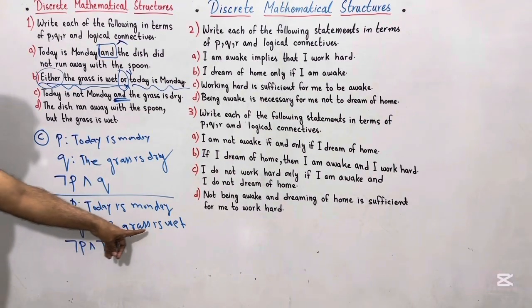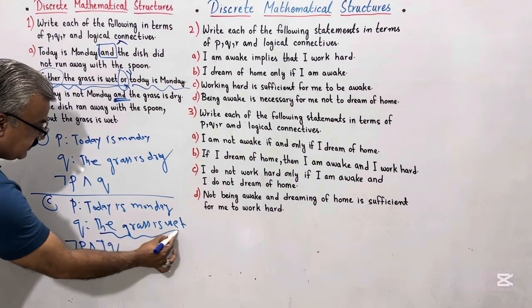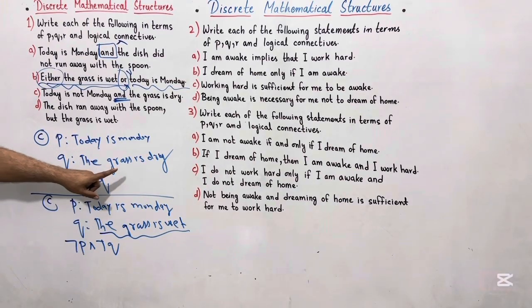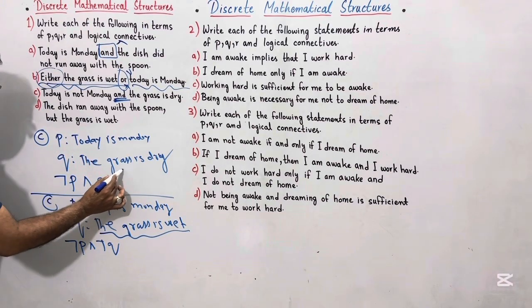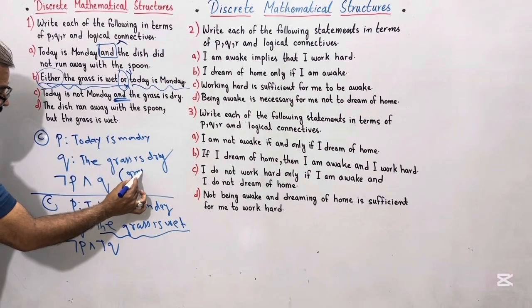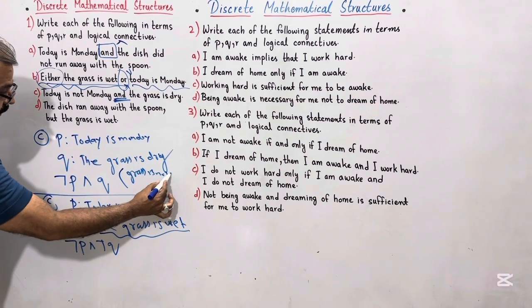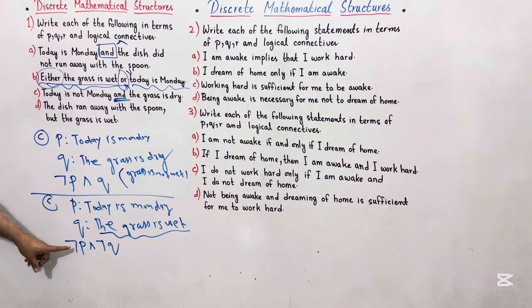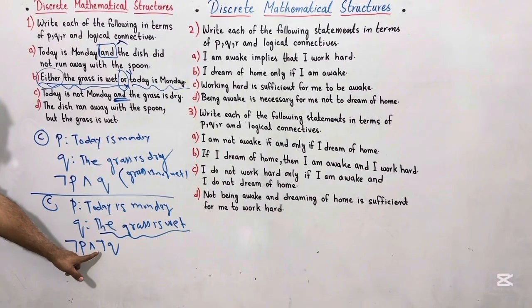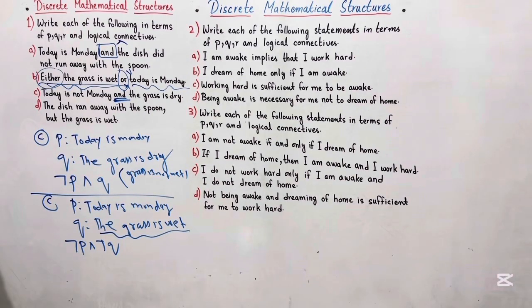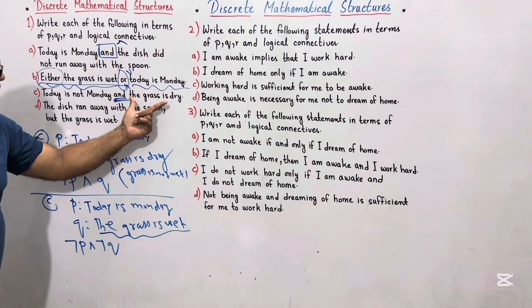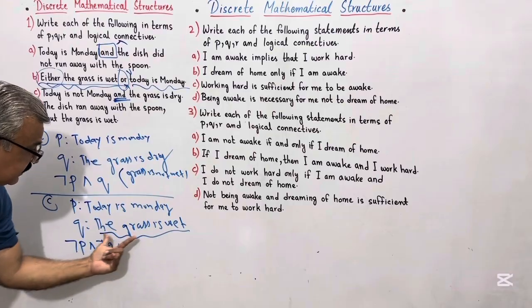Here Q is the grass is wet. The grass is dry means the grass is not wet. So we have used both negations here: not P, not Q, because we have assumed P, today is Monday. We have taken this proposition as positive. Today is Monday, and the basic proposition we have taken in that case is the grass is wet.